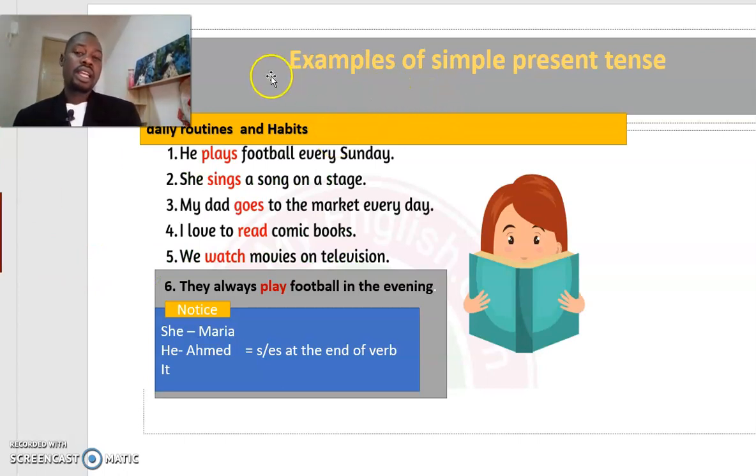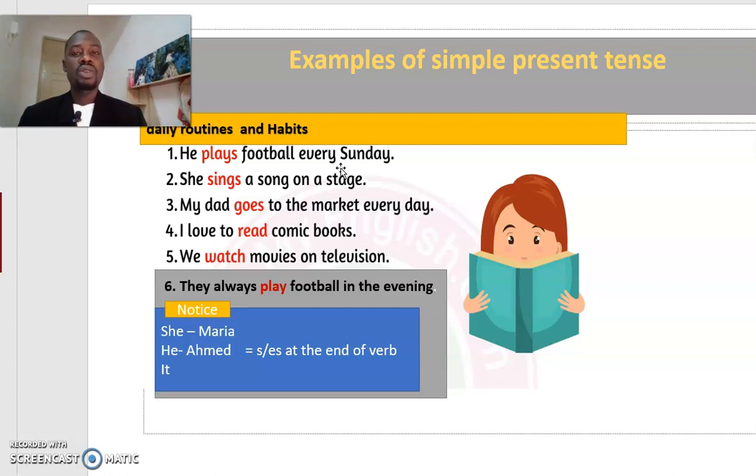So in the second slide, the examples here, as we mentioned in the first slide, we use the present simple tense for daily routines and habits, right? So let's see. He plays football every day. This sentence shows us a regular action. This is a routine. He plays football every Sunday, right?